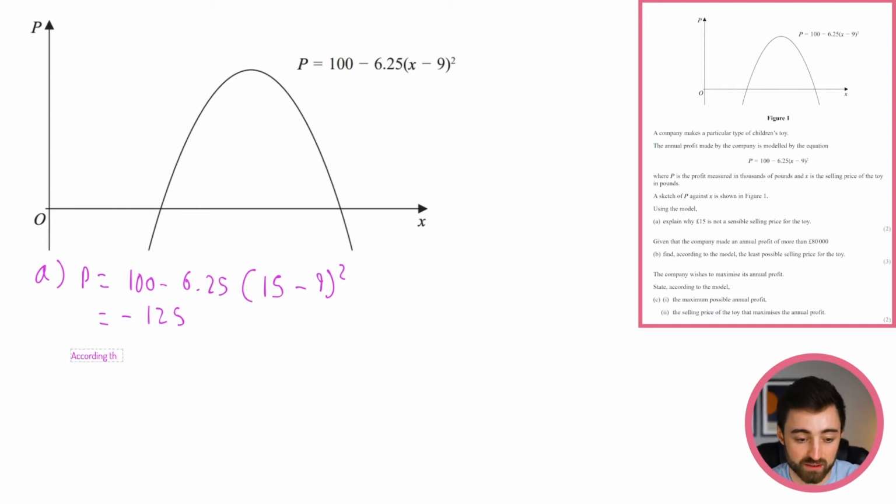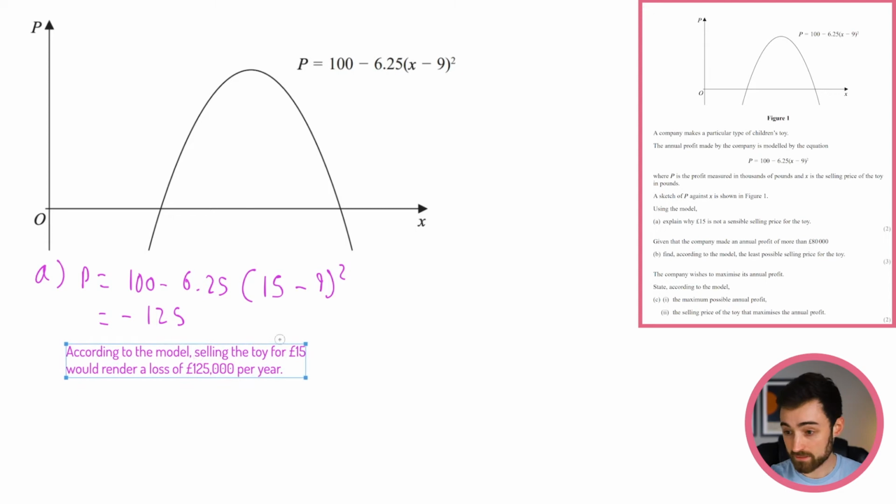So according to the model, selling the toy for 15 quid would render a loss of 125 grand per year. Probably not the best idea. Part B says, given the company made an annual profit of more than 80 grand, find, according to the model, the least possible selling price for the toy.